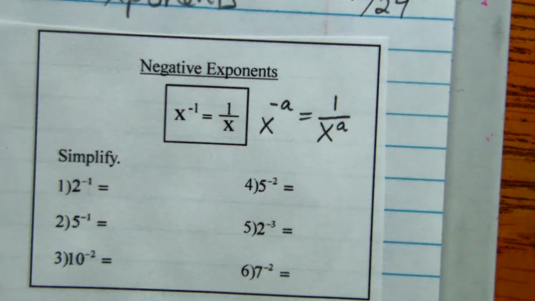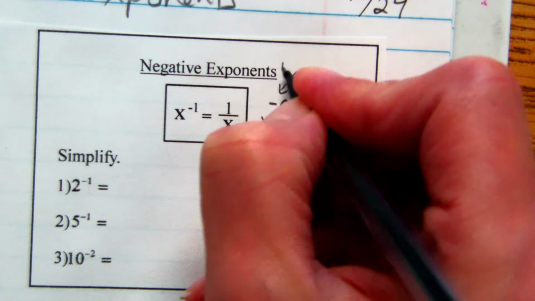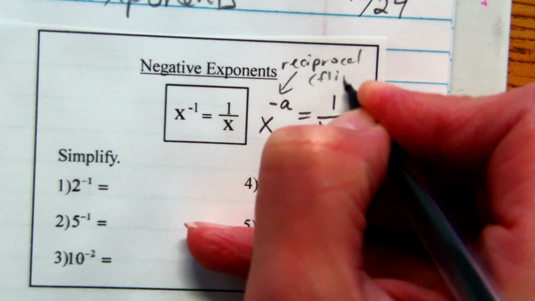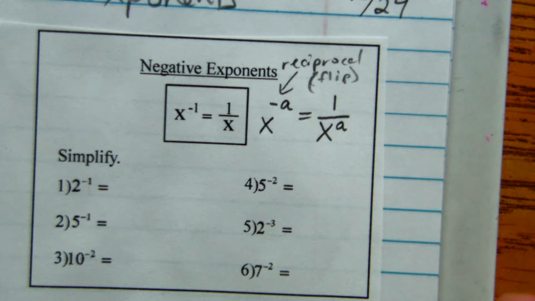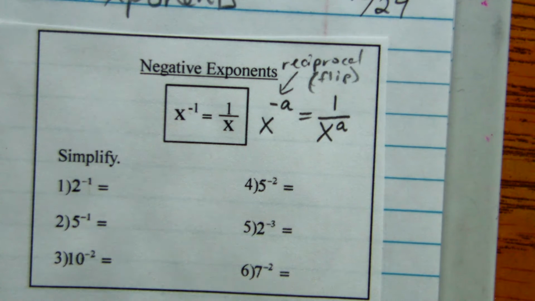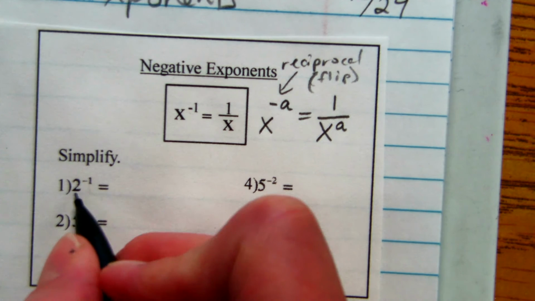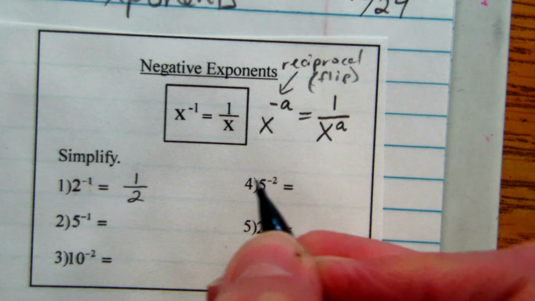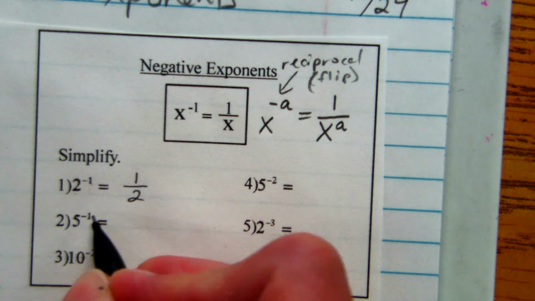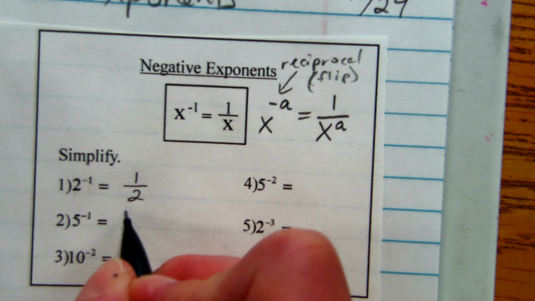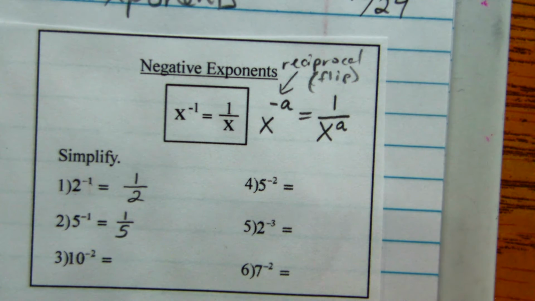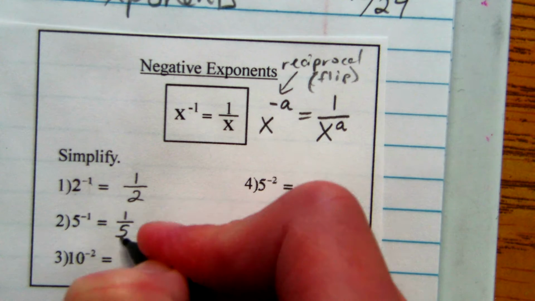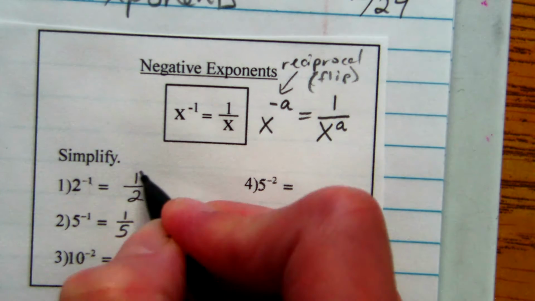So the negative sign means that you're going to do the reciprocal. You're going to flip it, and then do the power. So it does not make it negative. So for this first one, if I have 2 to the negative 1 power, that's 1/2. If I do 5 to the negative 1 power, that's 1/5. So both of those would be 1 over 2 to the first, 1 over 5 to the first. I left the 1 off.